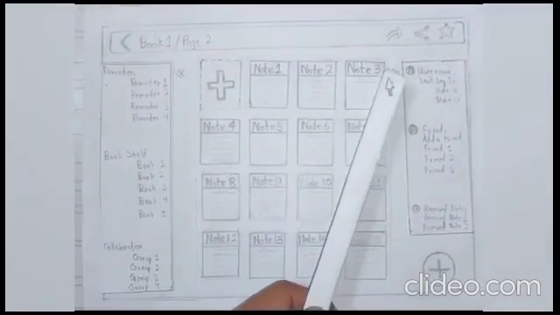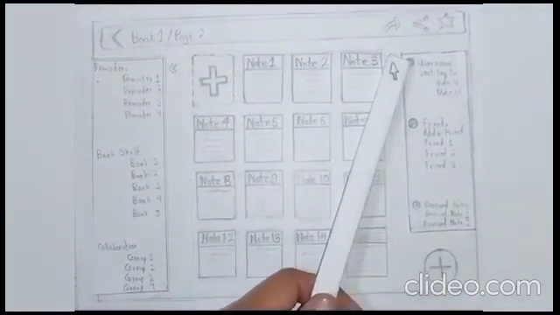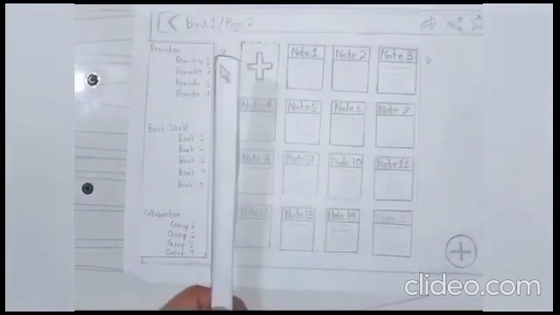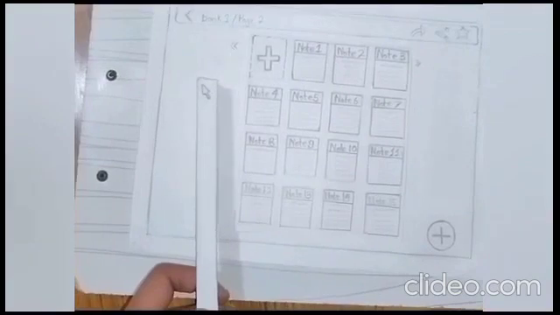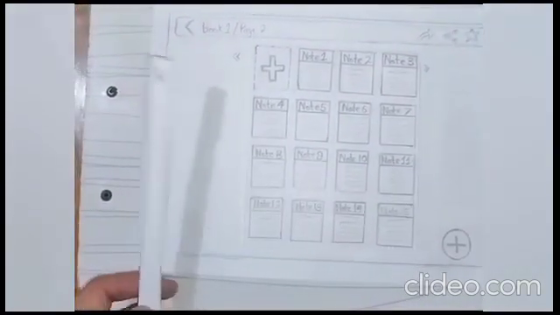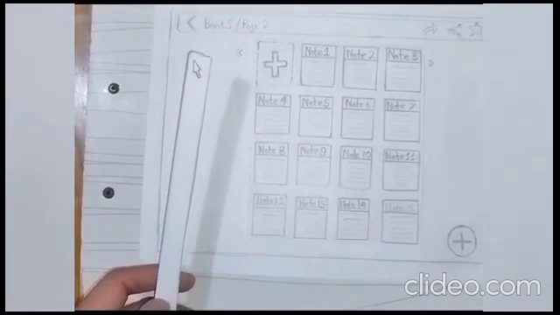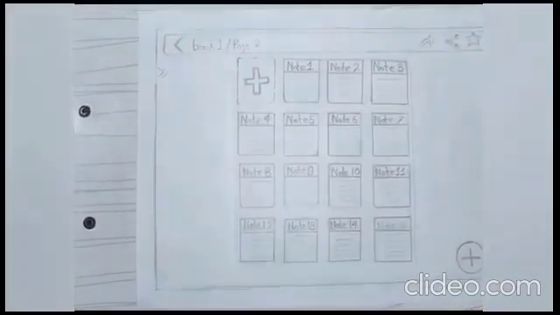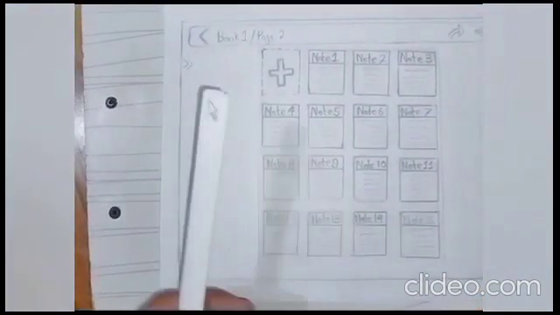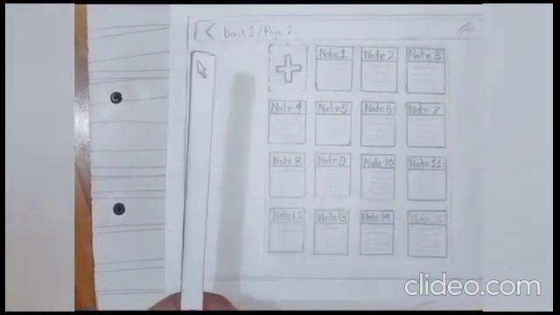Like if you click here, it takes out this bar, and if you click here, it takes out this bar. So if we want to bring them back, we can click on these arrows.